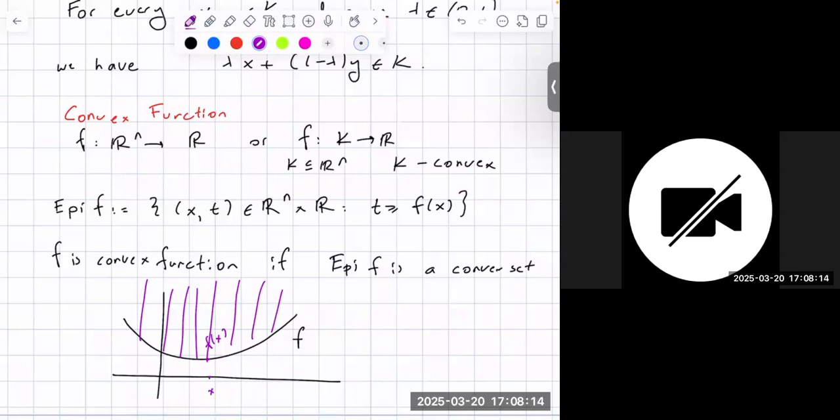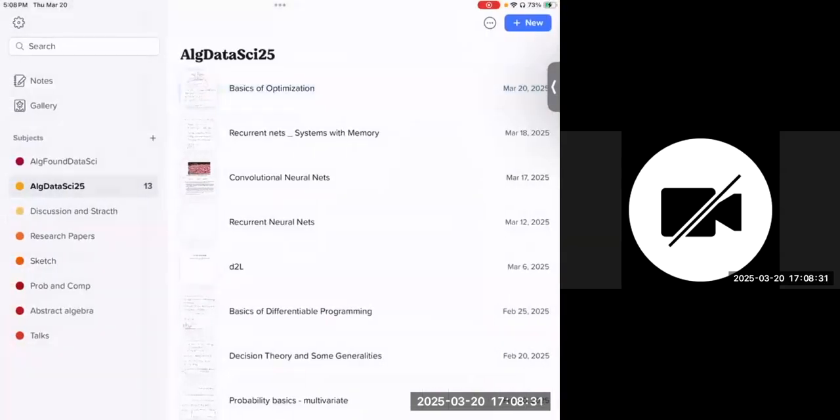Tell me, Adam, what's going on? Very good question. Adam is asking me why these convex functions look so nice. Let me try to pull up some pictures.